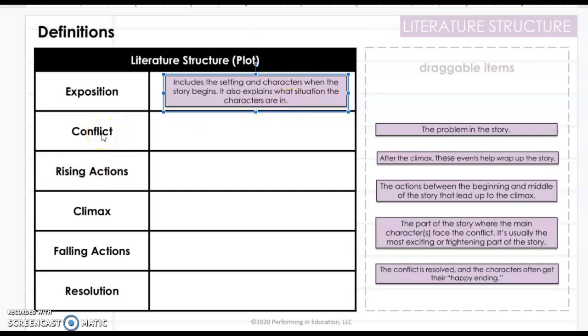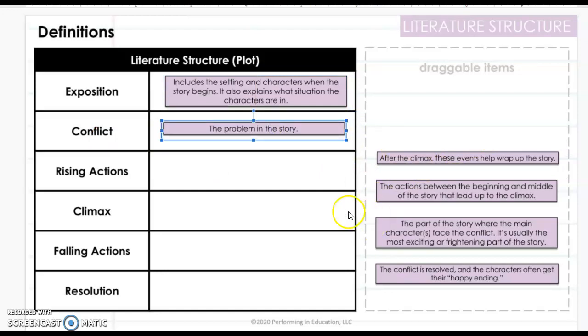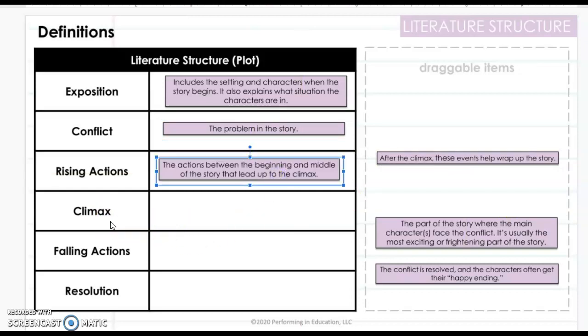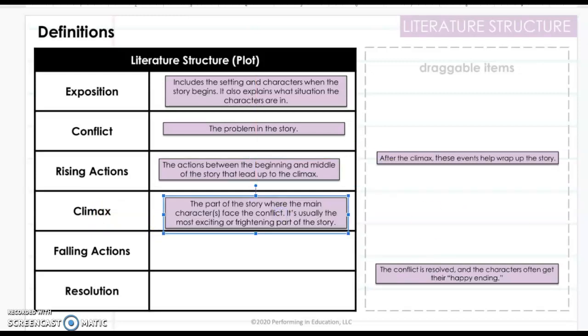The conflict is the problem in the story. What's going on that the characters are having to deal with? The rising action is the action between the beginning and the middle of the story that leads up to the climax. The climax is the problem of the story. It's the part of the story that is going to hold the most excitement. It's the turning point of the story where all the things are going to begin to change.